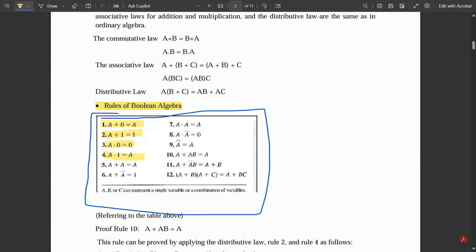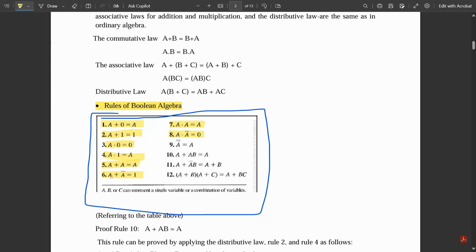Next, the fifth rule, this is very important, A plus A is equal to A. Then we have, in the same pattern, the seventh rule. You see here, A into A is equal to A. That is, A plus A and A into A, both the sum and product, we would be getting as A itself. And you see here the sixth rule, that is A plus A bar. When we have A plus A bar, it would be equal to 1.